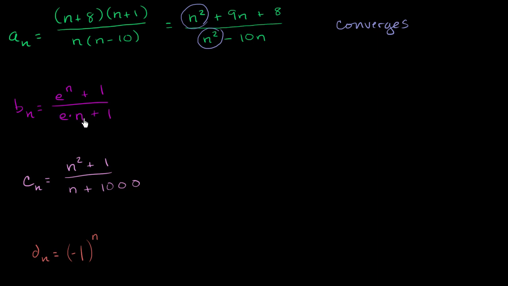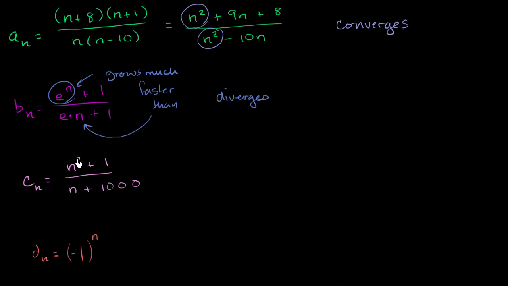So now let's look at this one right over here. In the numerator, I have e to the n power, and here I have e times n. So this grows much faster. I mean, this is e to the n power. Imagine when n is 100, e to the 100th power is a ginormous number. E times 100 is, well, that's just 100e. That grows much faster than this right over here. So this thing is just going to balloon. This is going to go to infinity. So we could say this diverges.